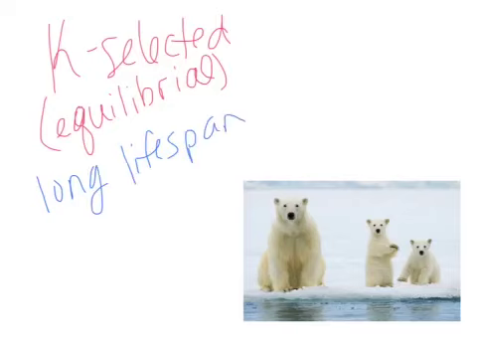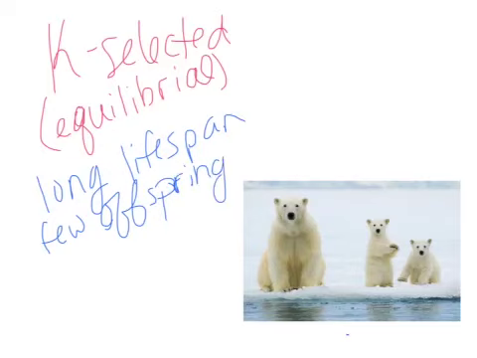So they're going to have a long lifespan. Usually it takes a little bit longer for them to reach reproductive age, where your R-selected species had a short lifespan. They reach reproductive age early on. These usually produce few offspring, and the ones that they produce are usually very large. You know, R-selected species may produce thousands of tiny eggs, where a K-selected species may produce 2 cubs.